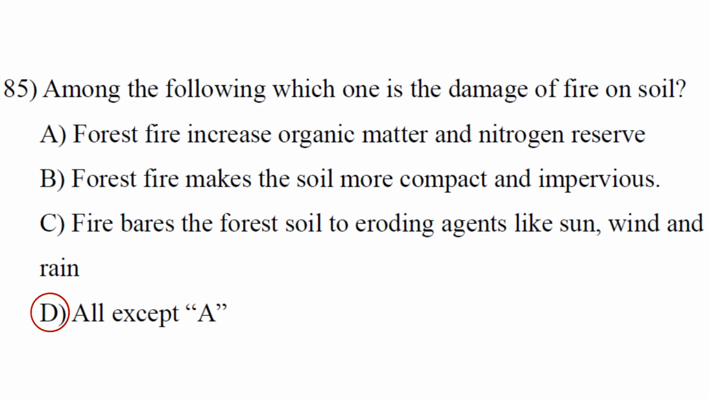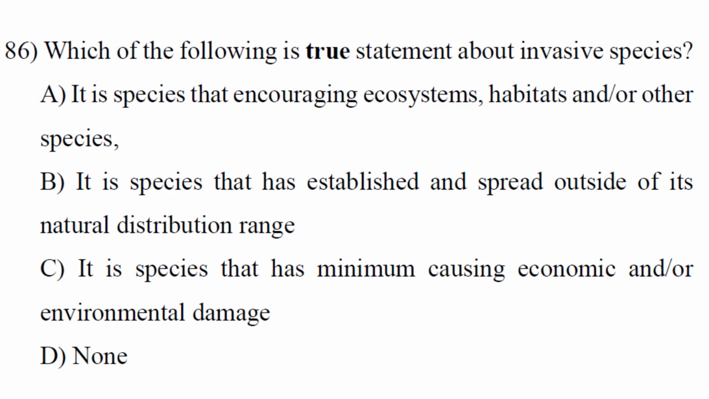Answer, D. All except A. 86. Which of the following is true statement about invasive species? A. It is species that encouraging ecosystems, habitats, and or other species. B. It is species that has established and spread outside of its natural distribution range. C. It is species that has minimum causing economic and or environmental damage. D. None.